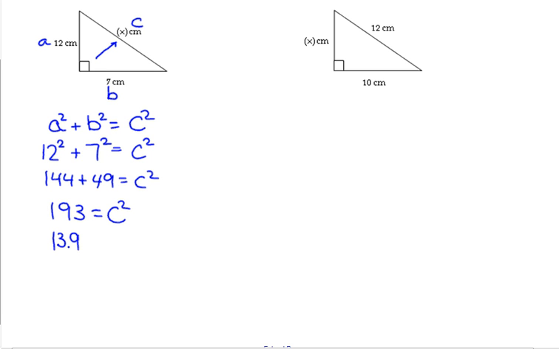We need the unit at the end. What unit was this in? Centimeters. Equals C. So we took the square root of both sides. To get rid of that square, we have to square root both sides. And that's why we square rooted it.